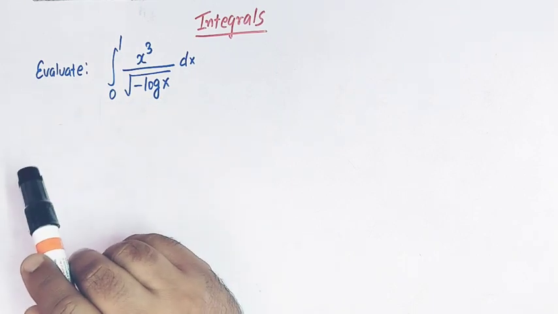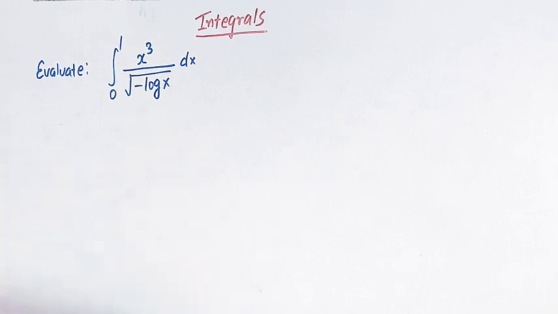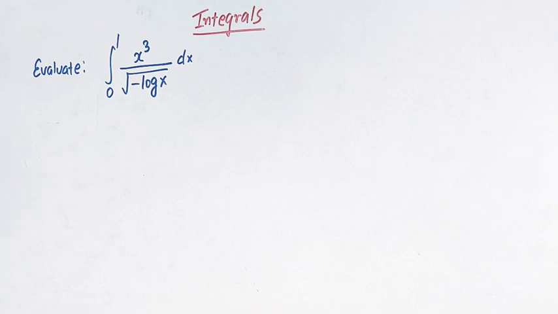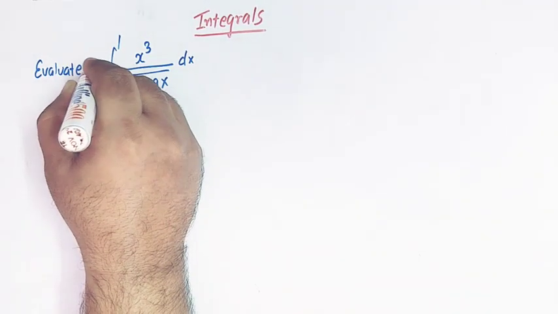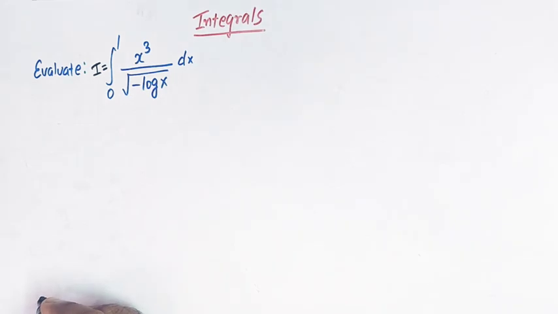What we will do here is make use of the method of substitution, and then we'll apply some important results from the gamma function. So let us start. Let us take this integral as I.